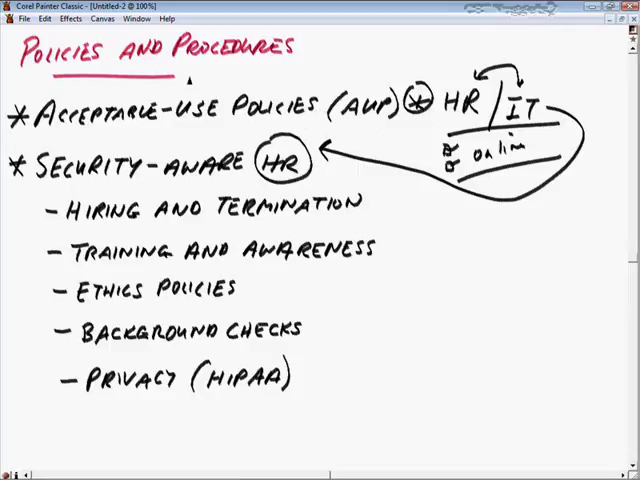So you want to make sure that you've got a security-aware human resources team. They want to have solid security-based hiring policies. In other words, are they going to be doing background checks on individual users? How does that weigh into privacy issues with like HIPAA, for example? In the hiring process, are they making sure that the new hires go through a training process, an awareness process, maybe online or paper-based? Are they signing off on all the right documentation?